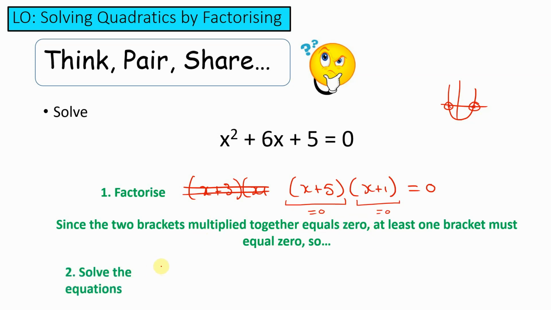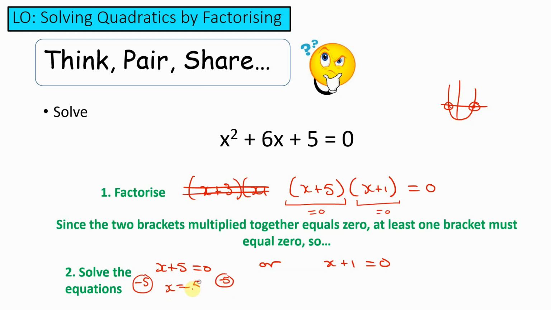So I'm going to make 2 equations here. I want to say, well, when is x plus 5 equal to 0? Or when is x plus 1 equal to 0? Just taken what's in these brackets and made them equal to 0. Well, this is just a very simple 1-step equation.